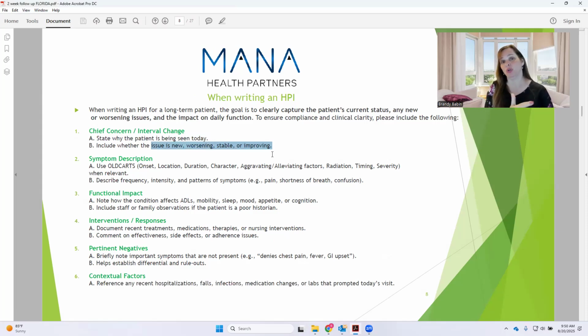But again, if it's new, you're going to want to follow the old carts and get that information. And if they are requiring more assistance, you don't have to write worsening, but you could write staff report the patient requires more assistance. Staff reports patient is now clenching teeth and after 3 to 4 bites of meals and oral intake has decreased. Anything that is a symptom, you would want to use old carts. So onset, location, duration, character, alleviating factors.